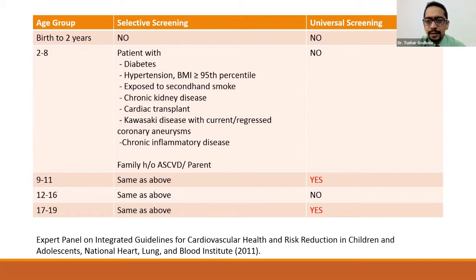So if you have this setting of high risk along with the family history, then you would be screening the child at least once between 2 to 8 years. If there is no such risk factor in the family and also in the child, then there is no recommendation for universal screening between 2 to 8 years.